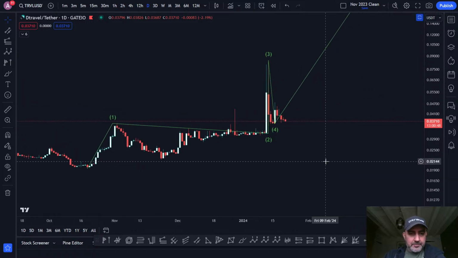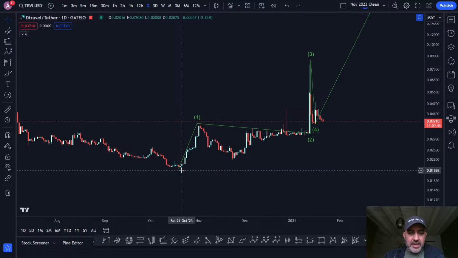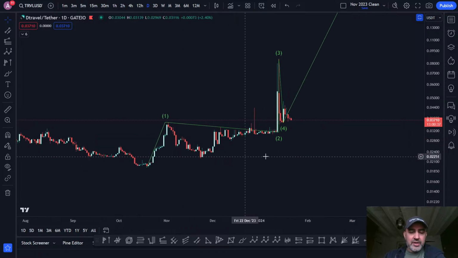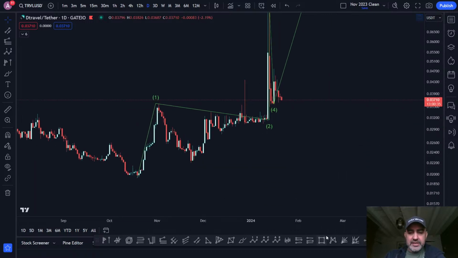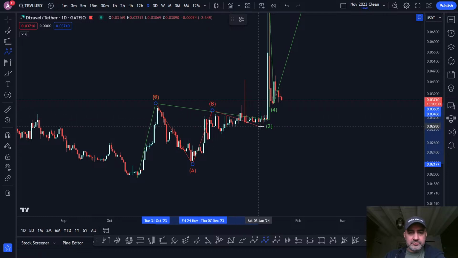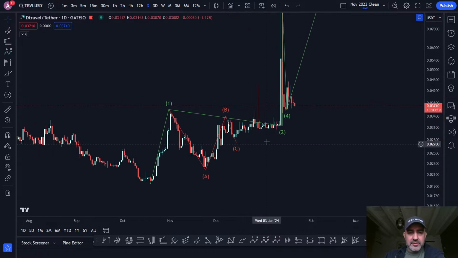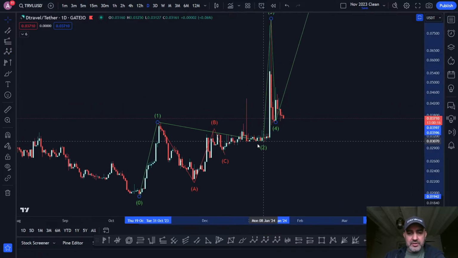I wasn't initially thinking that this was a 1, but it is impulsive, though I was hoping for more impulse. Anyway, then we have an ABC here, potentially. So if that's your ABC, does it go down to here or here? I'm not sure. Maybe here or here. It's hard to know exactly. You could probably plot both.